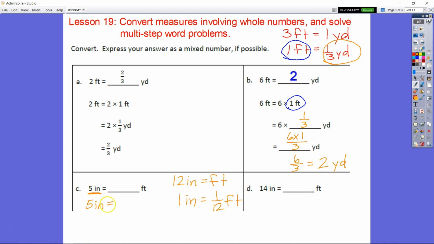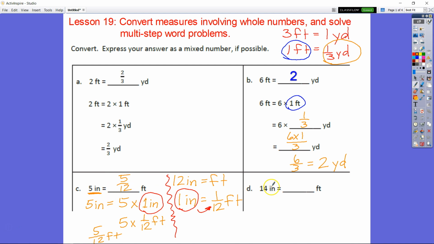So 5 inches is equal to 5 times 1 inch. All right, next, we know that 1 inch is equal to 1/12 of a foot. So we can sub that out and take our 5 times 1/12. Now we're changing from inches to feet, 1/12 of a foot, and we know that this is going to be equal to 1 times 5/12, and that is 5/12 of a foot. That would be the answer.